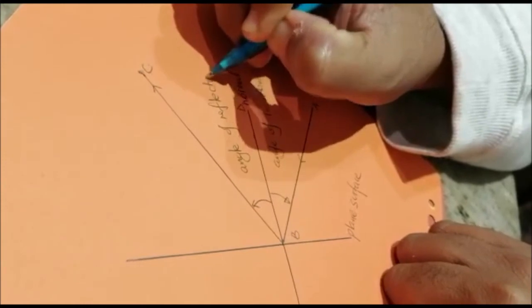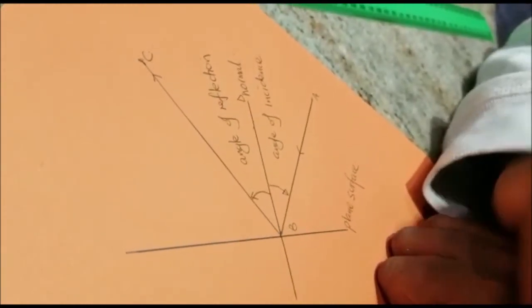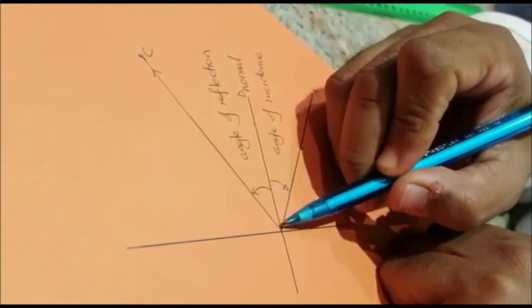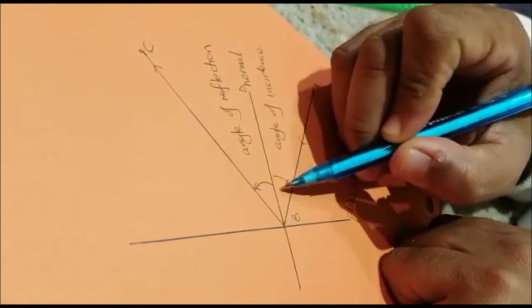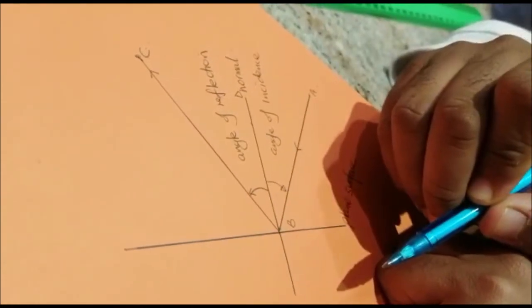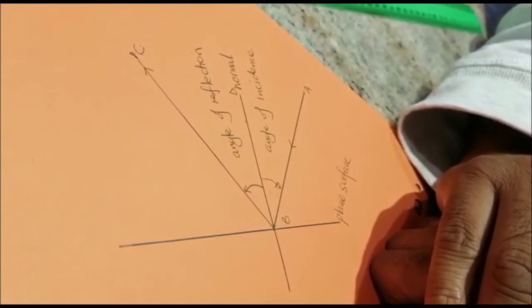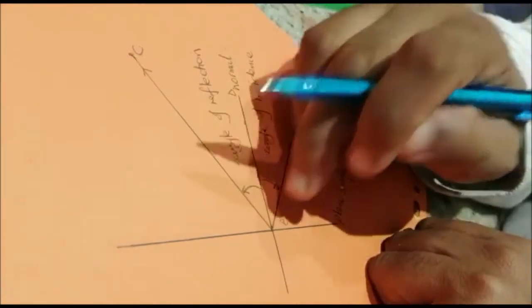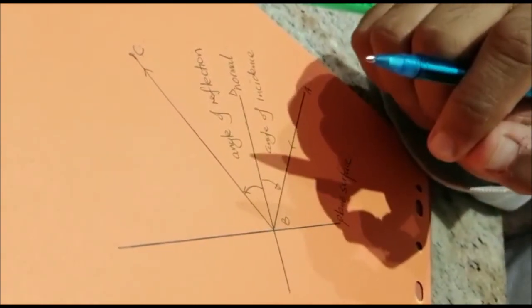So I'm going to give you a copy of this, and what you then have to do is use your protractor and tell me the size of this angle and tell me the size of that angle. In other words, give me the value for the angle of incidence and the value for the angle of reflection in degrees, and tell me if you notice anything about those two angles.